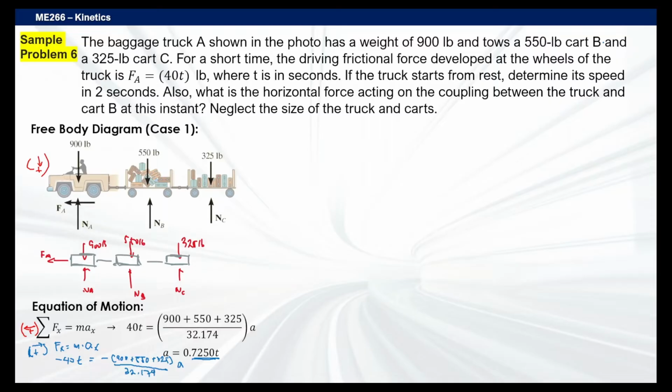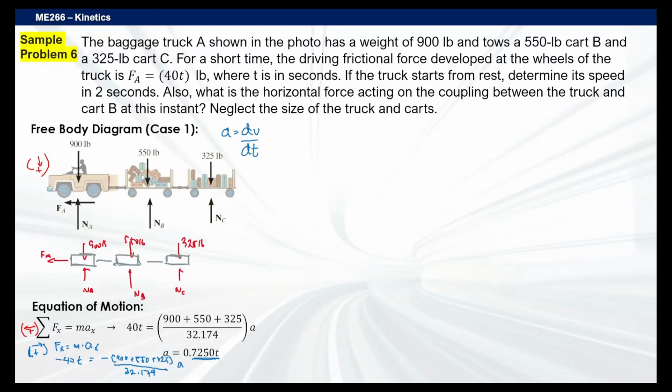Okay, so to those who already read this PDF file, hopefully you're not confused about that. So with that, since we already know our acceleration equals 0.7250 t, we can now set up our kinematic equation. Recall our equation a equals dv over dt. So we're going to be using that, and then we're going to integrate both sides of the equation so that we will know our velocity at t equals 2 seconds.